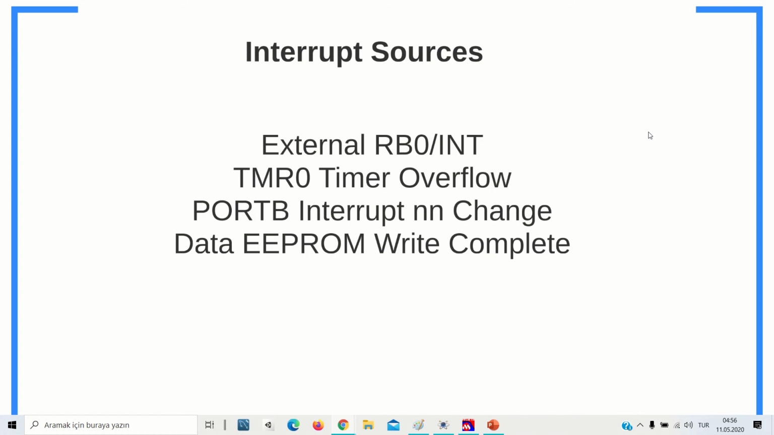In microcontrollers, there are four types of interrupt sources. The first one is called the external RB0 INT interrupt. The second one is the timer 0 overflow interrupt. The third one is the port B interrupt on change, and the final one is the data EEPROM write complete. In this lecture we are going to focus on the first one, which is the external pin interrupt source.